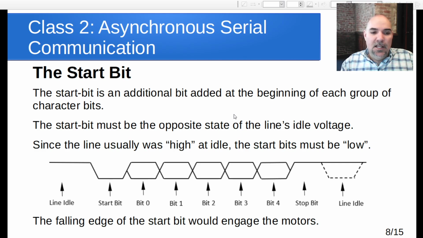It's basically an additional bit that's added at the beginning of each group of character bits. In other words, that start bit has to be the opposite of the line's idle voltage. So if the line idles low, the start bit would be high. If the line idles high, the start bit would be low. And in general practice, the communication lines tend to idle high. And I'm going to ask you why you think that would be. Why would they make communication systems like this idle in the high state?